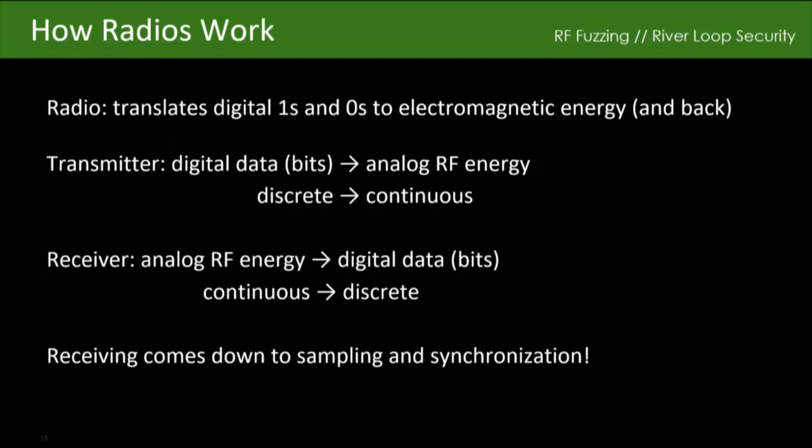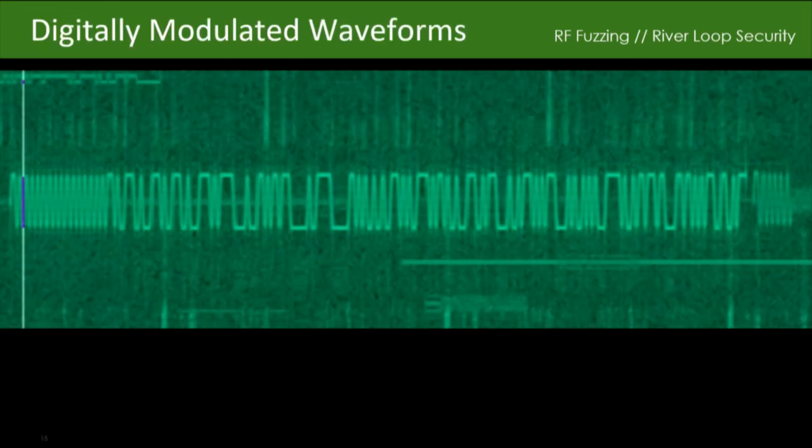So we're talking about radios here. Radios are devices that take ones and zeros and translate them into electromagnetic energy for the purpose of transmitting them over some distance, some air gap distance. And they do the inverse, too. When we're talking about transmitting, we're going from ones and zeros into electromagnetic energy. When we're talking about receiving, we're taking electromagnetic energy and going back into ones and zeros. The hardest part of building a receiver has to do with sampling and synchronizing on the energy state that represents a signal. So I have just a picture we're going to talk about briefly. Does anybody in the audience know what this is?